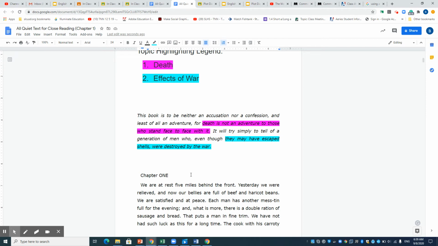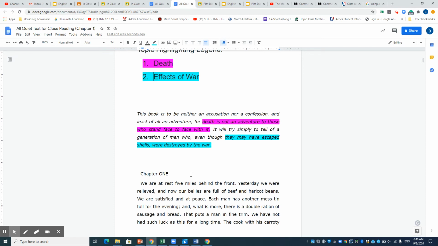The other one that I highlighted, I feel like connects with the blue, which is effects of war. "They may have escaped shells, were destroyed by the war." So you see that even though some of the soldiers didn't die, they were still ruined by the war. So these are two ideas that the author gives us even before the story starts. And they will help us also think about this chapter.